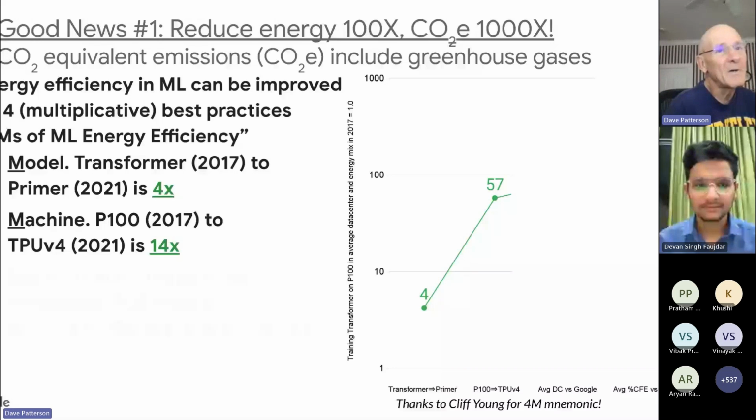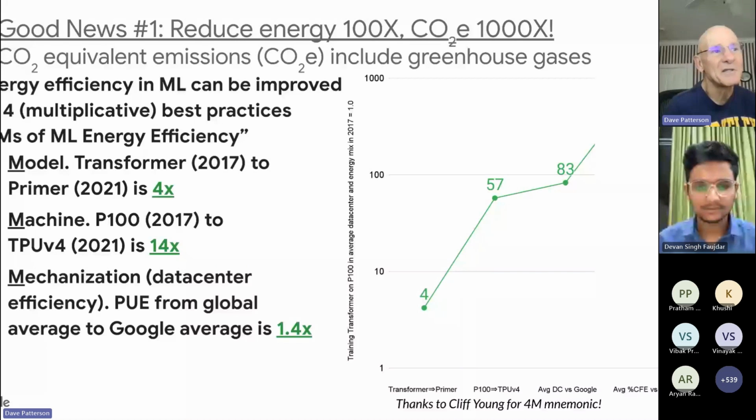The next one is to talk about this PUE factor. We use the word mechanization, but it's actually the PUE. So the global average in 2017 compared to Google's data center is about a factor of 1.4. So Google is about 1.1, only a 10% overhead for its data centers, but the average data center is about 1.7, 70% overhead.